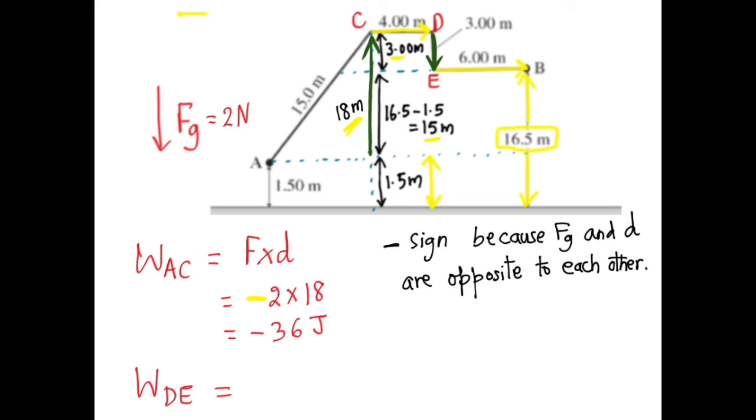Now from D to E, we can see we are moving downwards, which is the same as the direction of force, and therefore the work done here will be positive. The displacement is 3 meter, so we multiply that and we get 6 joules.